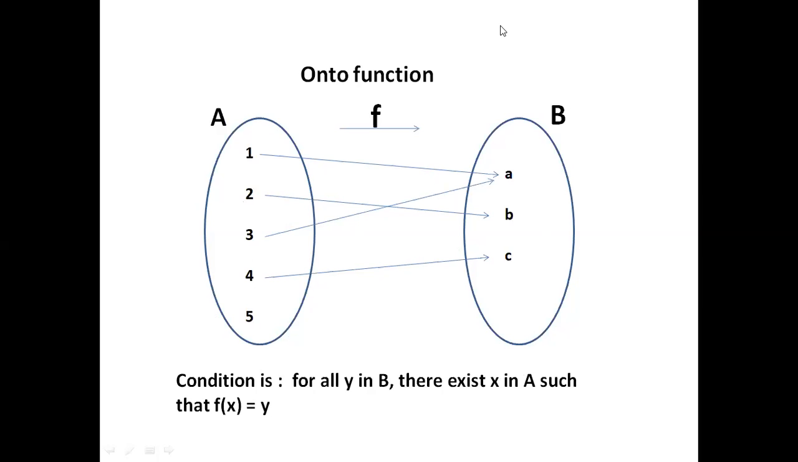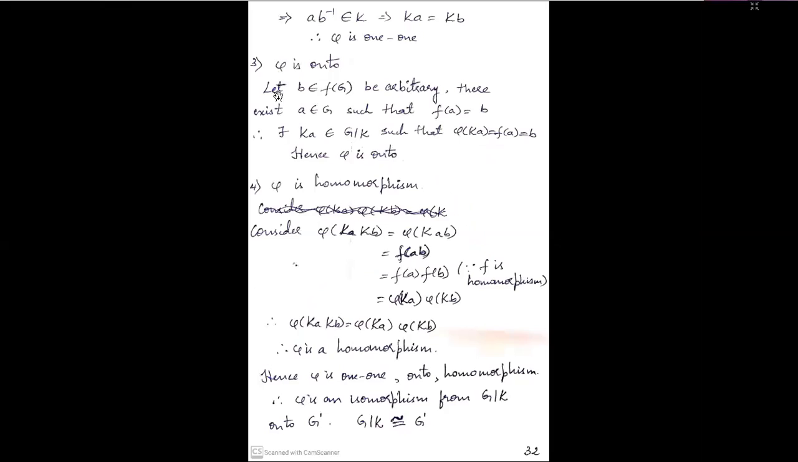Now let us look at when phi is onto. Let b belong to f(G). Since b is an element of f(G), and you know that f(G) is nothing but the homomorphic images, that is, it contains all the images, there exists an element a belonging to G such that f(a) is equal to b. Now we know that there exists a Ka belonging to G/K such that phi(Ka) is equal to f(a) from the definition, and we have f(a) is equal to b. Hence phi is onto. That is, for every element in f(G), we can find a Ka in G/K such that phi(Ka) is equal to b.